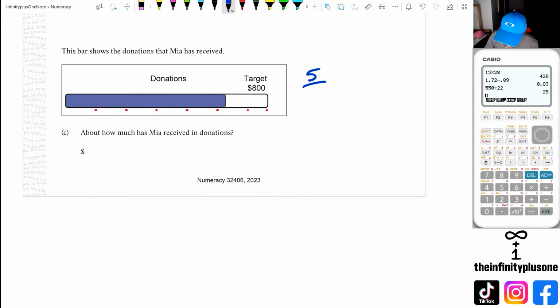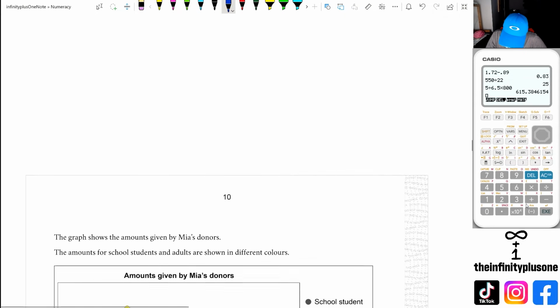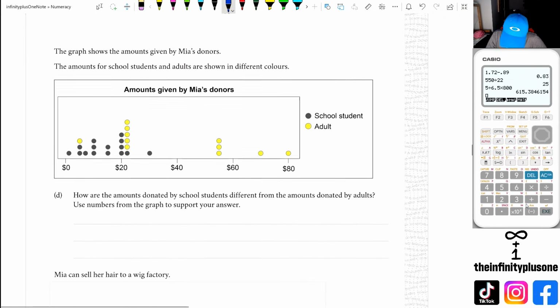So 5 out of 6.5 is what the proportion is. So I'll probably go 5 divided by 6.5, and I would multiply it by 800. I got roughly $615. Now, this particular answer, you can get a range of $600 to $680. And they're okay with you getting a range of $600 to $680. Cool, that's question 3C. Then we go to question 3D.